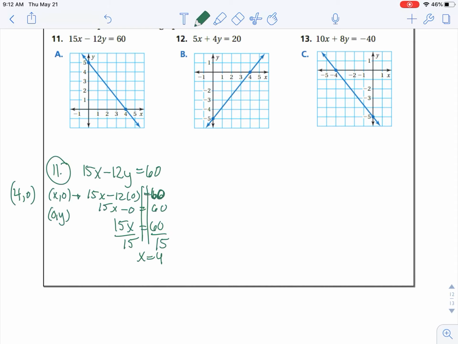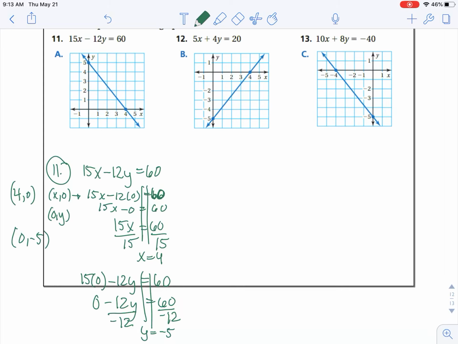Then I can find my y-intercept when x equals 0. So instead of x, I'm going to put 0. 15 times 0 minus 12y equals 60. Divide by negative 12. y equals negative 5, which means this point is (0, -5). Which means this one represents 15x minus 12y equals 60.